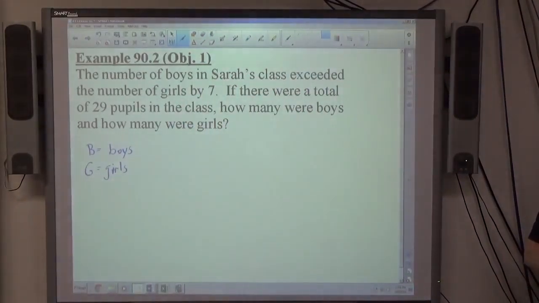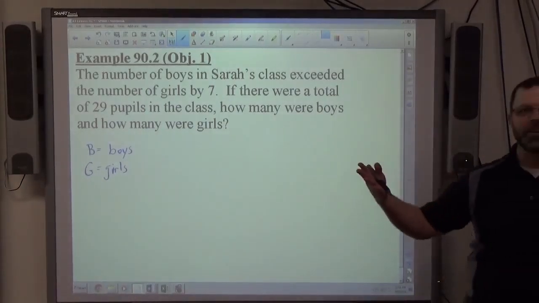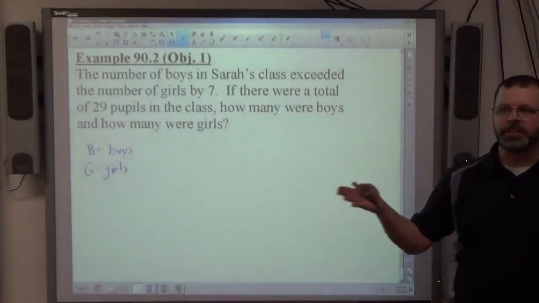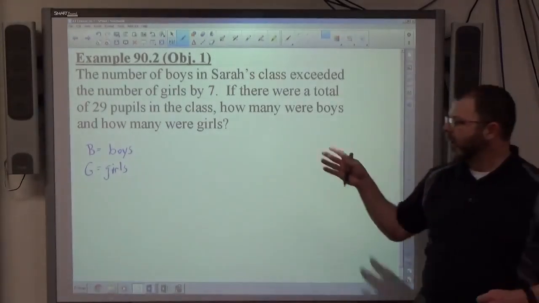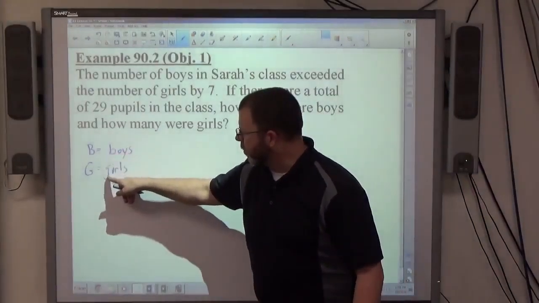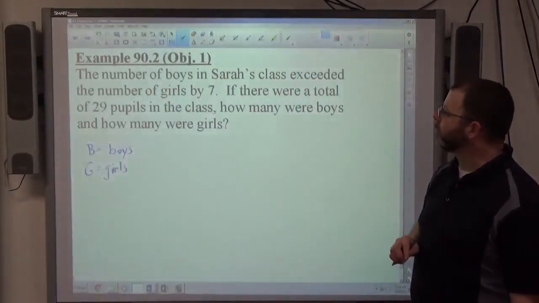If it said something like dogs and dolphins, which use the same letter, then maybe X and Y or something like that to represent them. But anytime you can use letters that begin the words like that for your variables, that's always helpful.